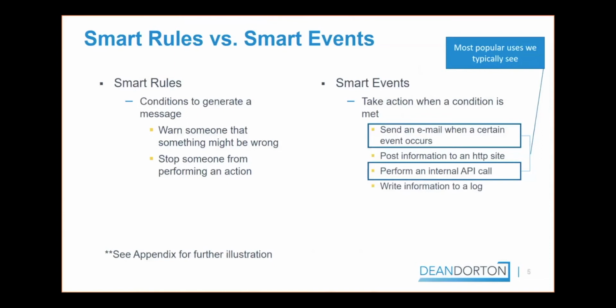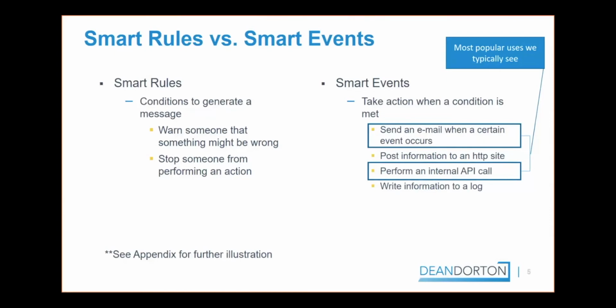The key differences here are smart rules are going to generate a message. Smart events are actually going to do something, a follow-on action. So smart rules are generally conditions that you're defining to generate an error message. It can be something like generating a message that something they're doing might be wrong. We call that a warning. Or it could be stopping someone from performing an action. We call that an error.